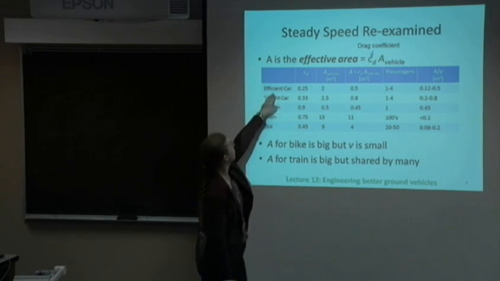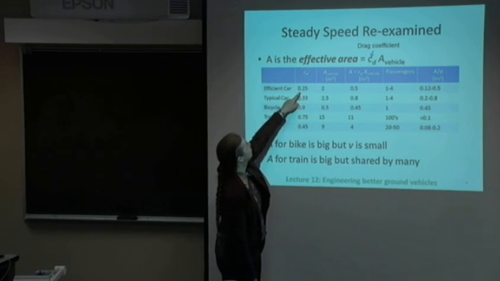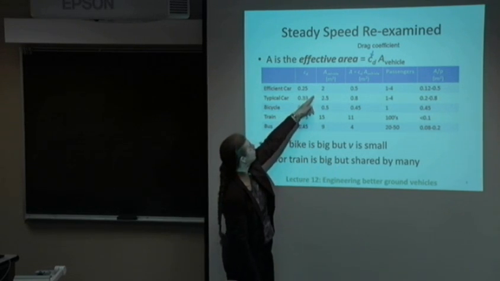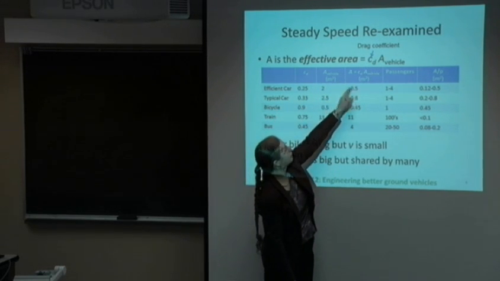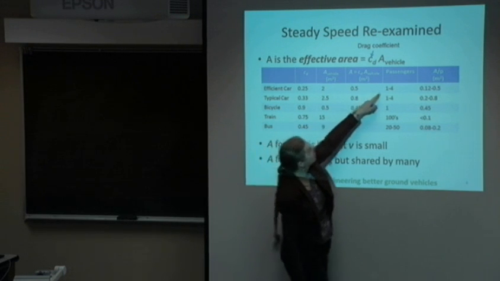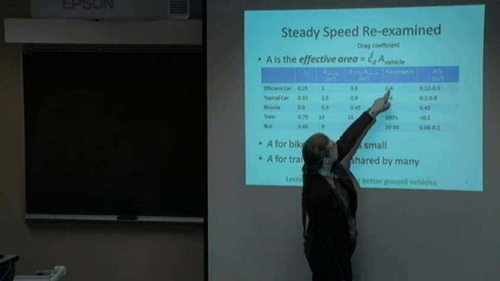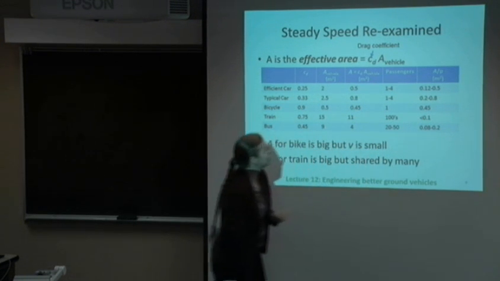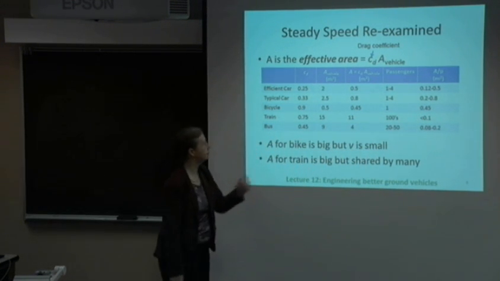So an efficient car has a drag coefficient of maybe 0.25. The area of the vehicle, the real area, might be 2 square meters. So the effective area is a half a square meter. And it has 1 to 4 passengers, depending on whether you got the kids in the car. And so the area per person works out to about 0.12 to 0.5.